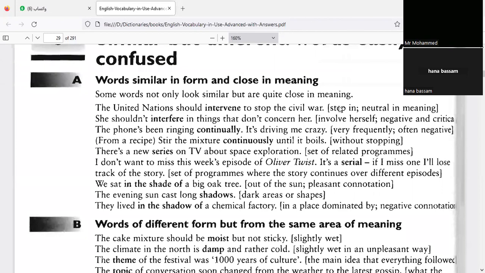So let's wrap up what we have said in this part. Intervene and interfere are similar in form and close in meaning. The first pair, intervene and interfere. The second pair, continually and continuously. The third pair, serial and series. The fourth pair, in the shade of and in the shadow of. One conveys a positive connotation, and the second conveys a negative connotation.